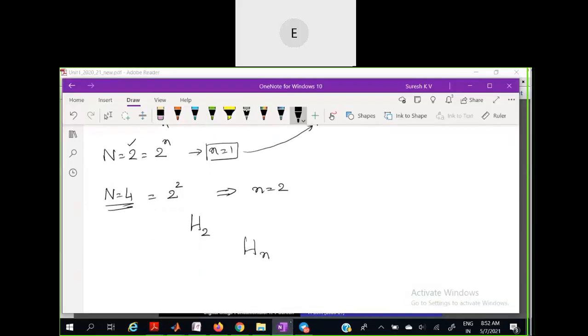Hn can be determined by finding the Kronecker product of Hn minus 1 and H1. This is called the Kronecker product, a peculiar product of two matrices. Okay, I will show you what that Kronecker product is.